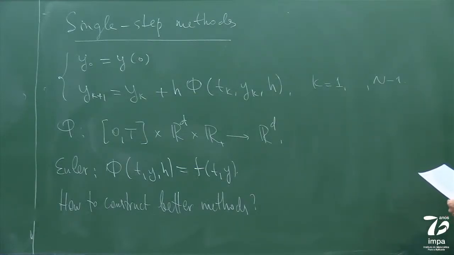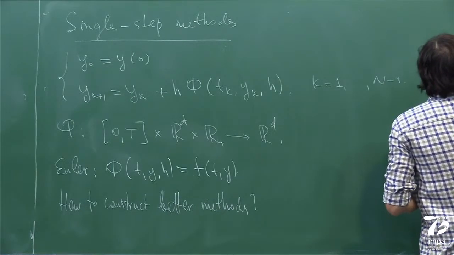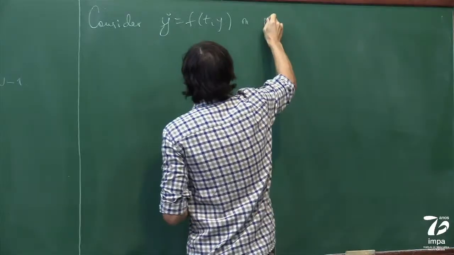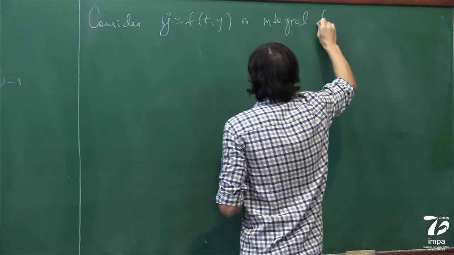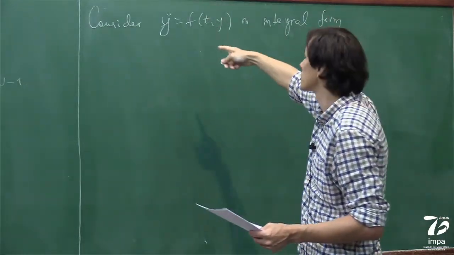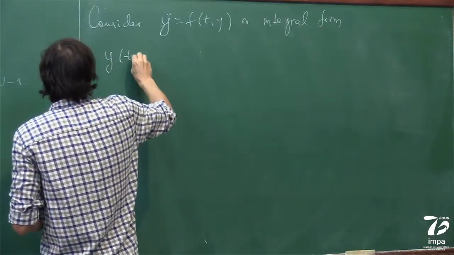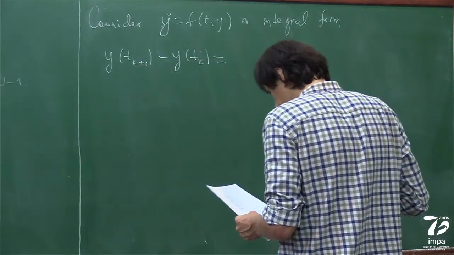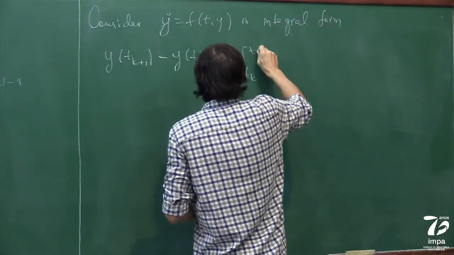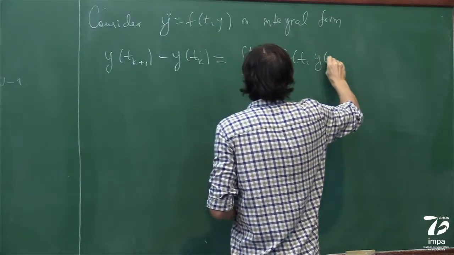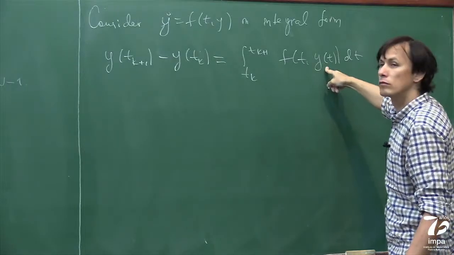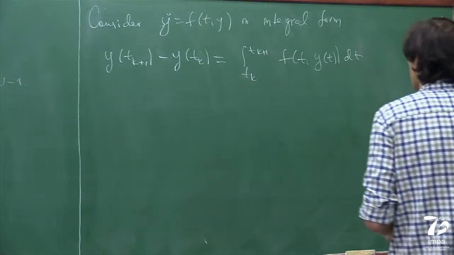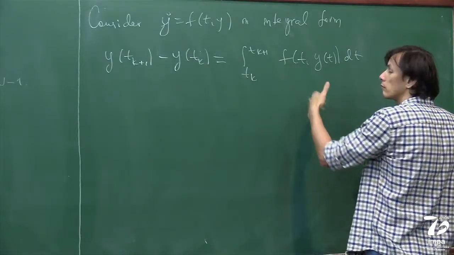Consider our equation y dot equals f(t, y) in integral form. We can just integrate this relation between two different times, between t_k and t_{k+1}. The right-hand side is just an integral, where we substitute the function of t. And we know that we can approximate this integral by quadrature.